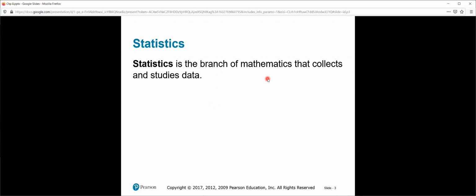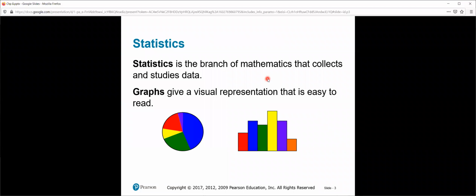Statistics. What is that? Well, it's a branch of mathematics that collects and studies data. Statisticians are basically in everything you do. You are not going to find an area of employment in the world that, somewhere along the line, does not include statisticians or people that essentially take the numbers and figure out what they mean. Statisticians commonly use graphs. These give visual representations that are easy to read.